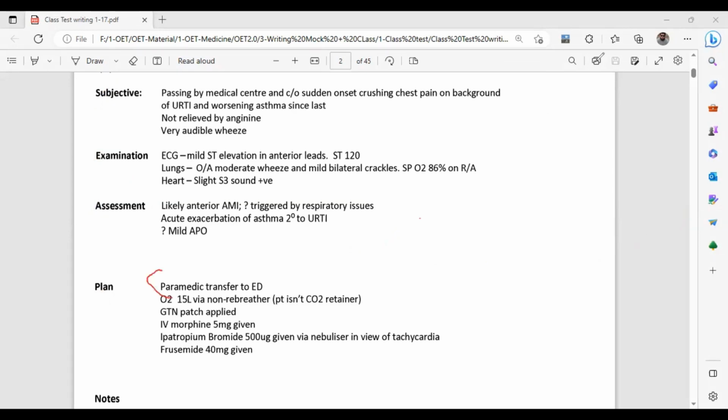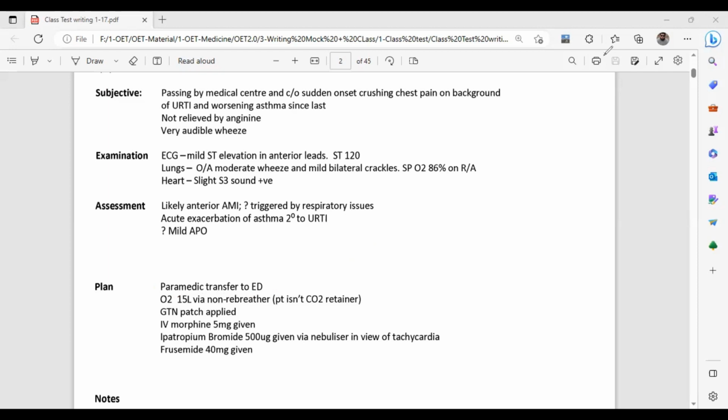this is a paramedic transfer to ED. Paramedic transfer to ED means that it's an urgent referral letter. So you are transferring this patient on an urgent basis, right? So at least we have some idea right now that we are writing this letter to the emergency registrar. That is the first point in the purpose of writing.